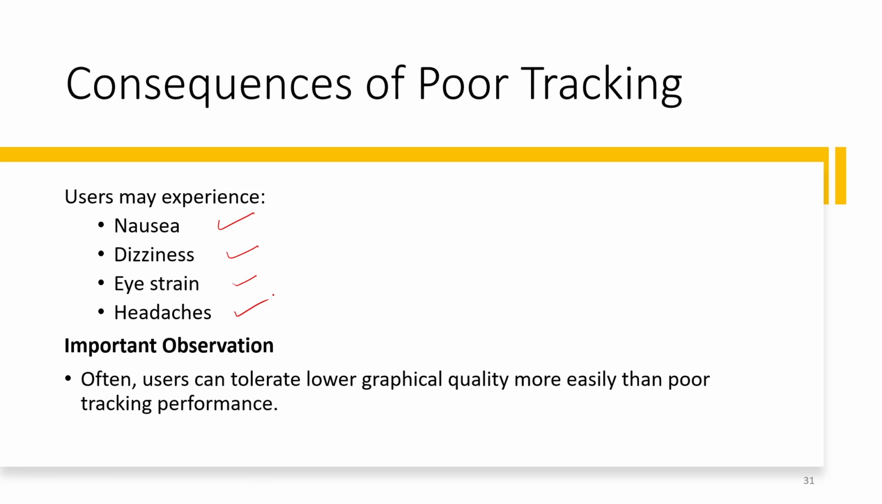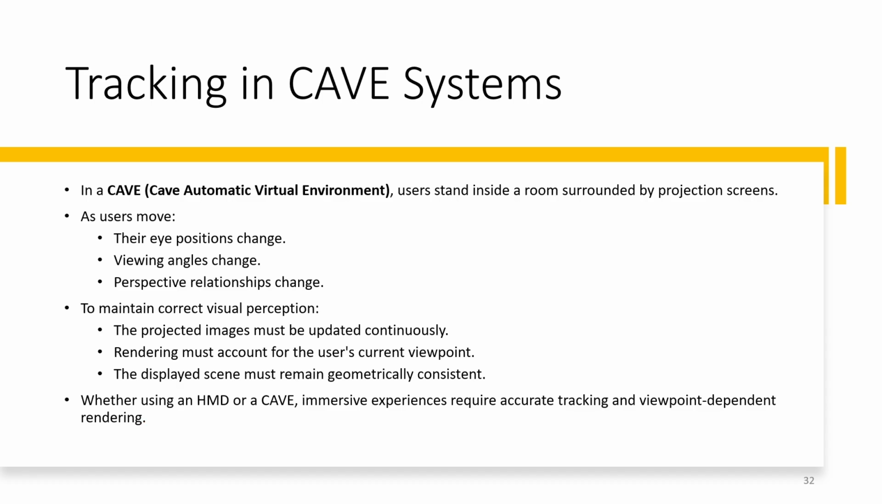So, the key observation here is that if the tracking is poor, then users feel different kinds of effects, which we must try to avoid. Often users can tolerate low graphical quality, but not poor tracking. So, tracking is crucial. Tracking is also crucial in cave systems. In a CAVE, or Cave Automatic Virtual Environment, users stand inside a room surrounded by projection screens. As they move, their eye positions change, their viewing angles change and perspective relationships may change.